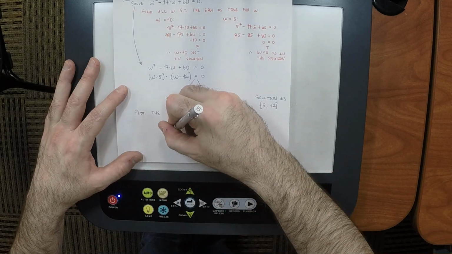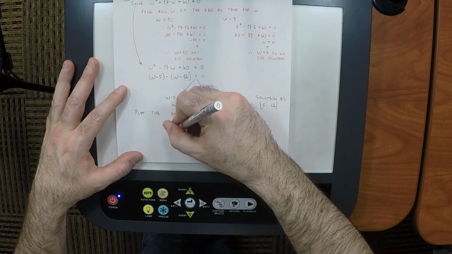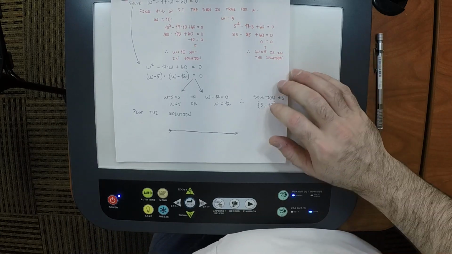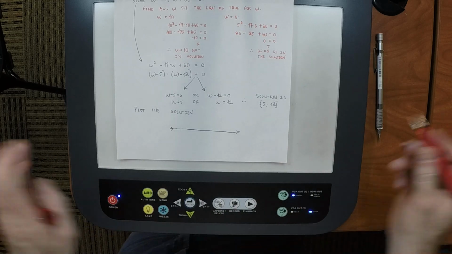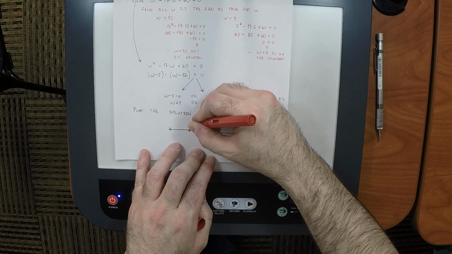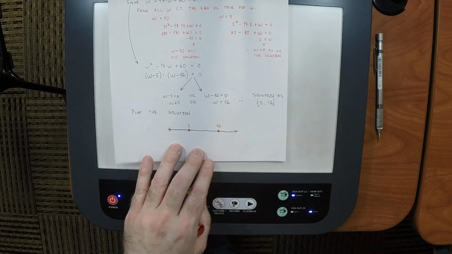So if we plot the reals here, we've done plenty of plotting on the reals, but most of the time it's been intervals. This is not intervals, rather we're just plotting individual points. So there's just 2 points. There's this one and this one. So that's the solution.